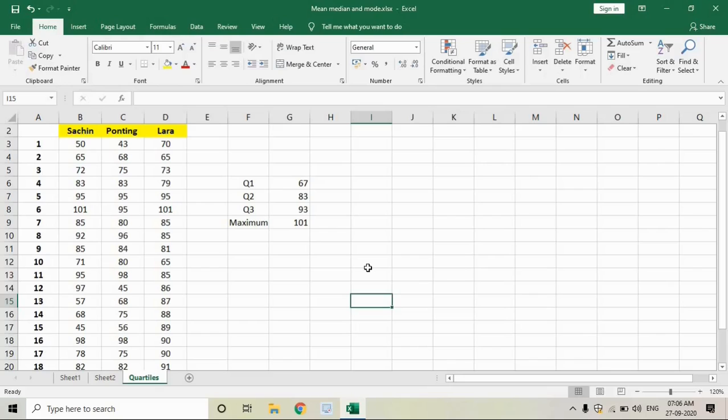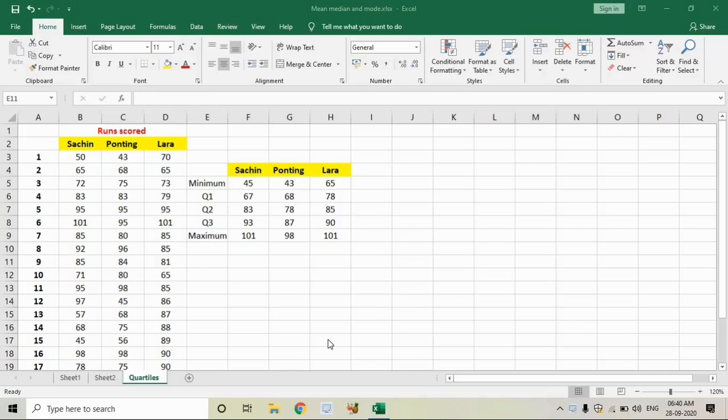What does it mean? So the value of Q1 is 67. That means 25% of the items in the series are below that value of 67, and 75% of the items are above the value of 67. Okay. Value of Q2 is 83, and that's the value which divides the series into two equal parts. And the value of Q3 is 93. It means 75% of the items are below 93 and 25% of the items are above the value of 93. And 101 is the maximum value of the series. Okay. I think you have understood the concept of Q1, Q2 and Q3.